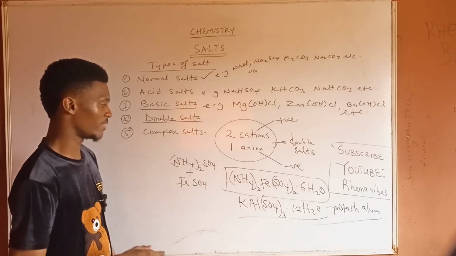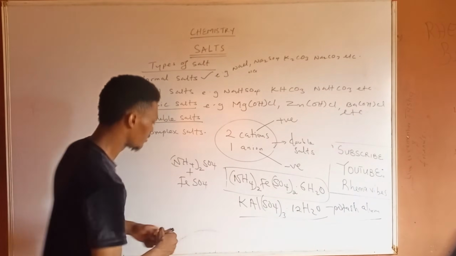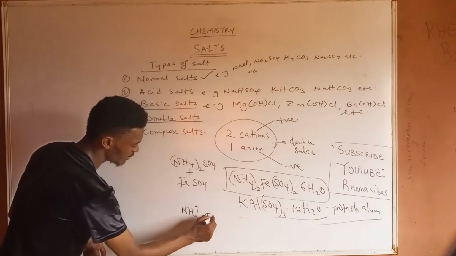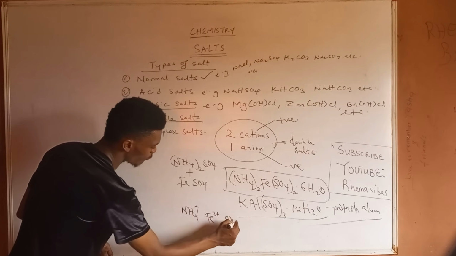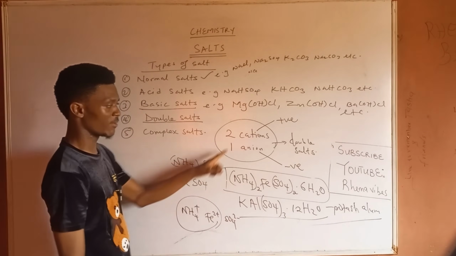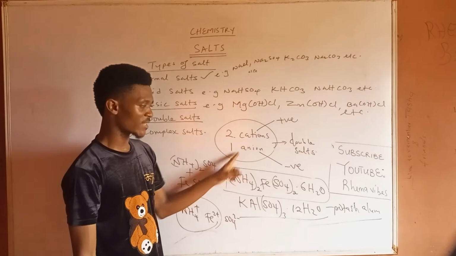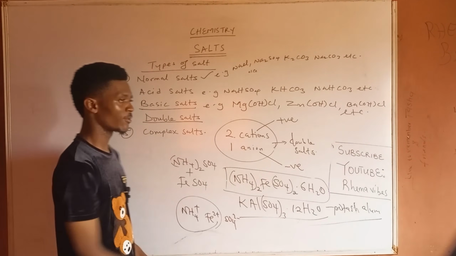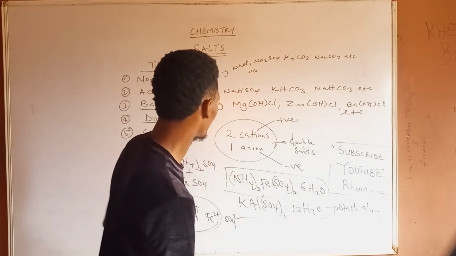And what are the cations here in this case? Of course, when you dissociate this one, you are going to be having NH4 plus, Fe2 plus, and SO4 2 minus. So these are the two positively charged ions called the two cations, while the one negatively charged ion being the anion. Alright, so these are classical examples of double salts.